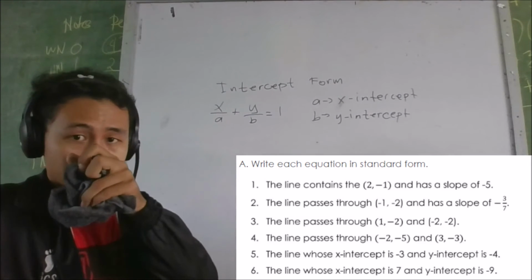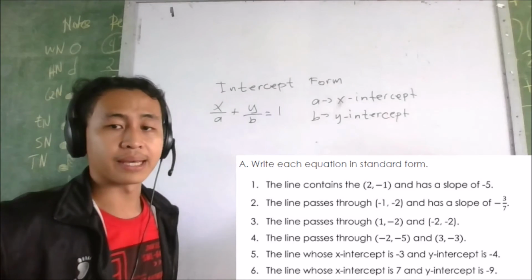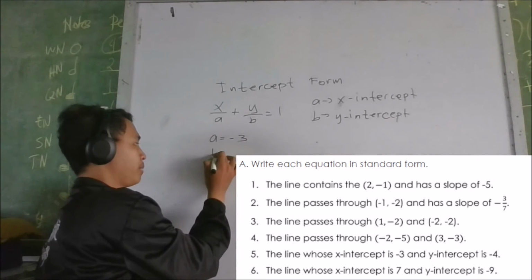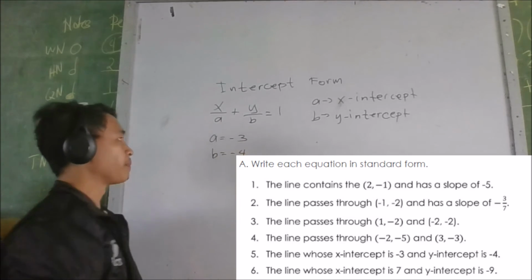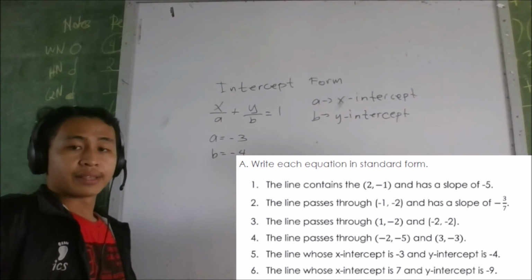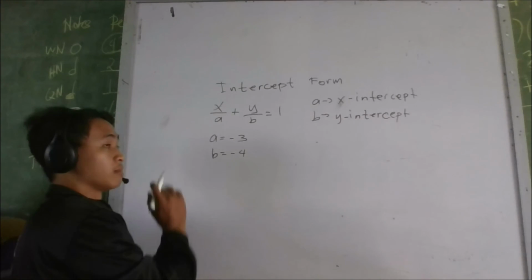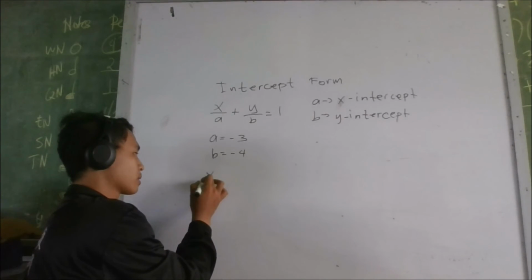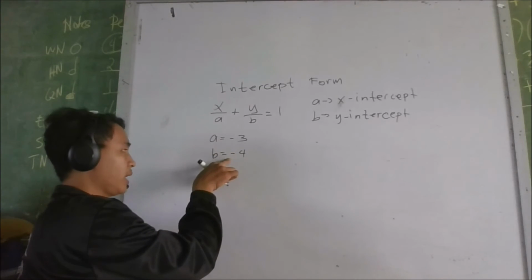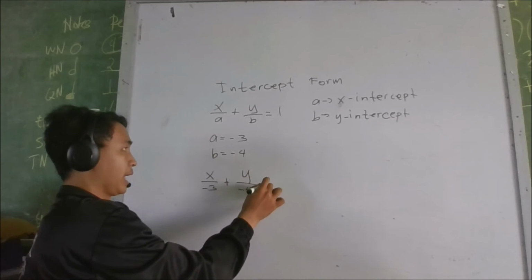Now, let's have sample problem there. Yung x-intercept daw is negative 3. Yung y is negative 4. Therefore, yung A is equal to negative 3. Yung B is equal to negative 4. Find for the equation of the line. Okay? So, how are we going to do this one? First is, of course, substitute. So, that would be x over, ano yung A? Negative 3. So, negative 3 plus y over b na negative 4 equals 1.